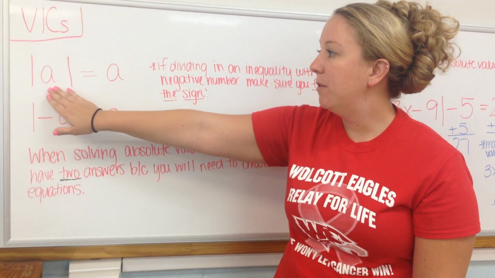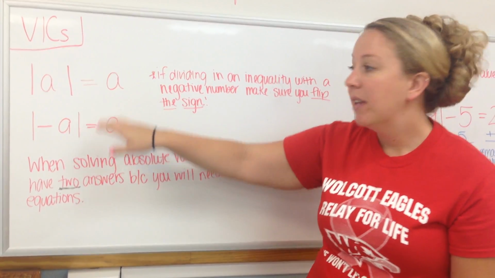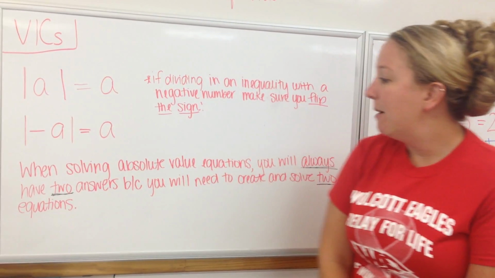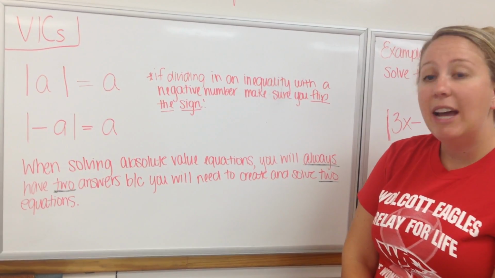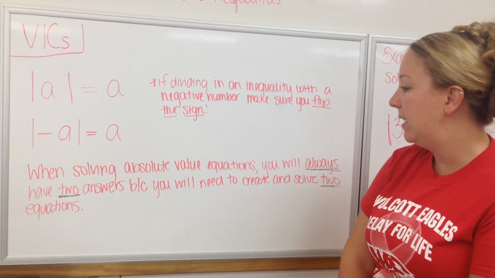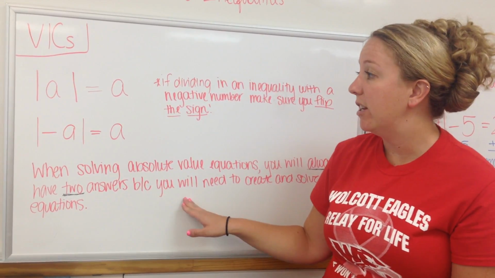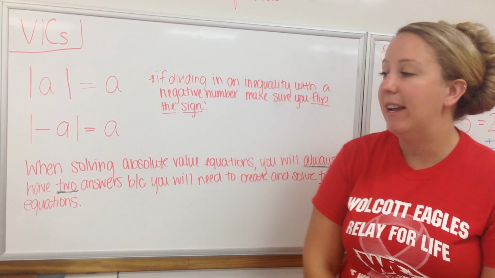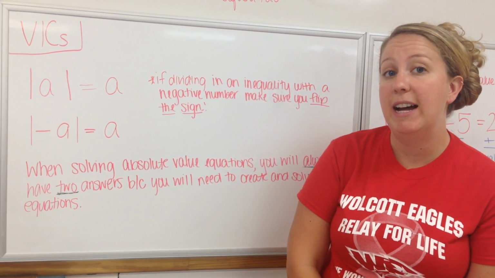So here we have the absolute value of A is equal to A, and the absolute value of negative A is equal to A. So when solving absolute value equations, you're always going to have two answers because you're going to need to create and solve two equations. And don't forget that if you're dividing an inequality by a negative number, you have to flip the sign.